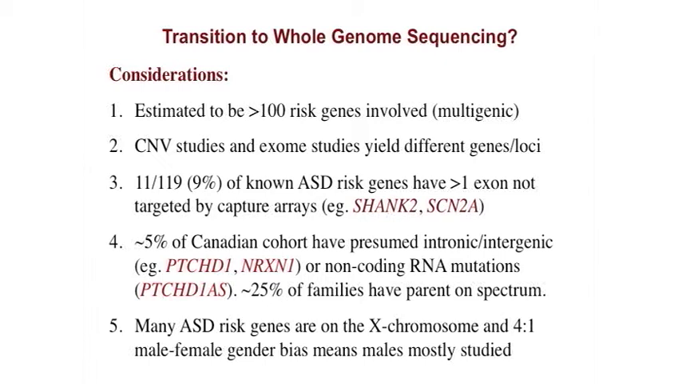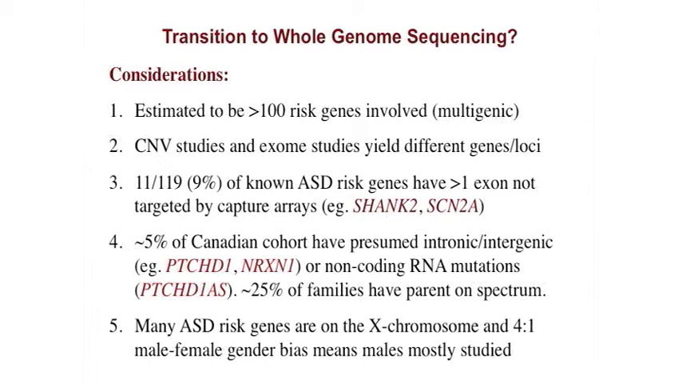We know that CNV studies and exome studies yield different genes and loci, as I talked about. Of the 119 ASD risk genes I mentioned we used in our comparisons, 11 of those genes, or 9% of the known ASD genes, have at least one exon that is not captured by the target arrays you use to pull down the exon sequences for the actual sequencing itself, including things like SCN2A. So if it's not there to sequence, you're not going to find a mutation.